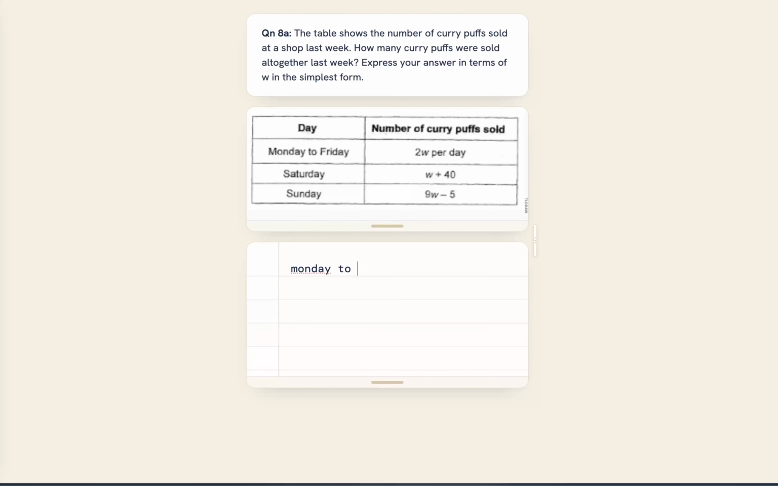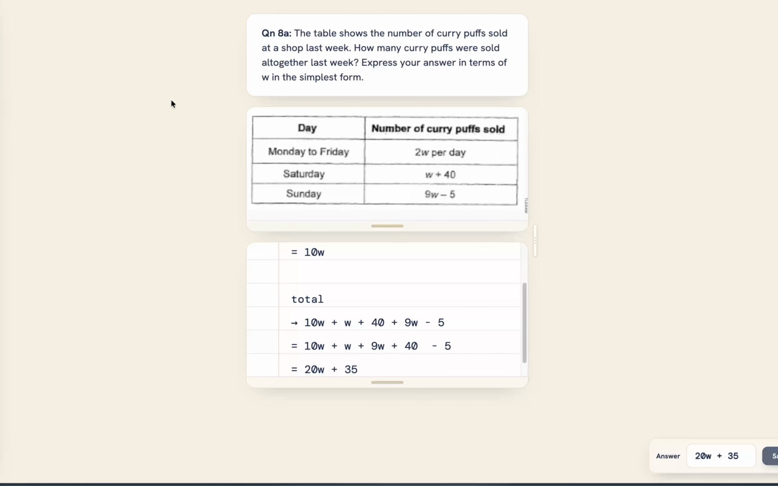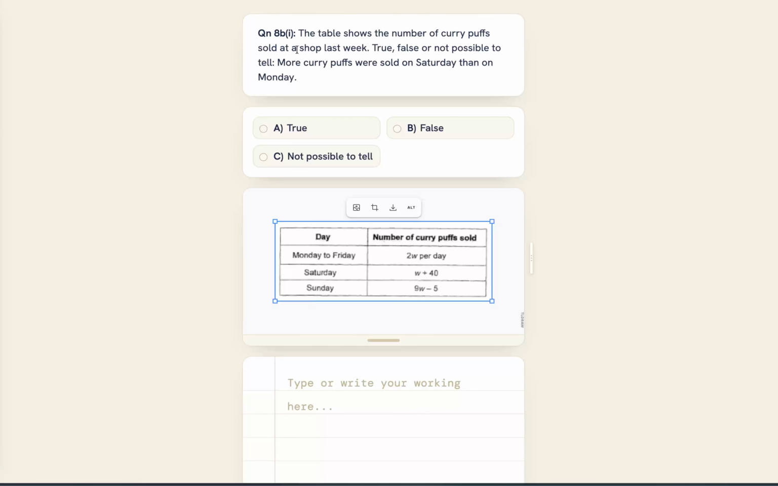So Monday to Friday, basically 5 days times 2W is equal to 10W. So the total will then be equal to 10W plus W plus 40 plus 9W minus 5. And if we move all the W's together, it will look like this. So 10W plus 9W, 20W plus 35. Right, there you go. Question 8, part B.